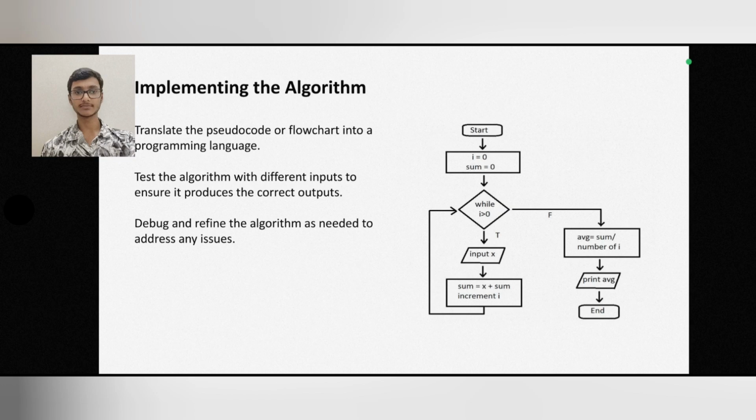Implementing the algorithm. Translate the pseudocode or flowchart into a programming language. Test the algorithm with different inputs to ensure it produces the correct outputs. Debug and refine the algorithm as needed to address any issues. On the right side, you can see a simple program where you can find the sum and average of a given number or digit.